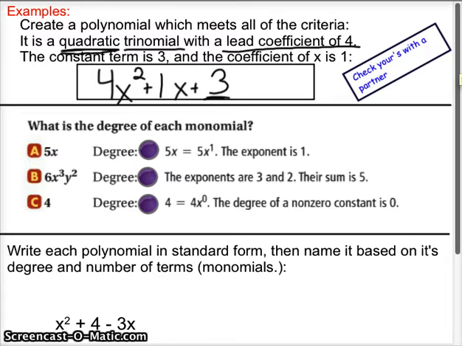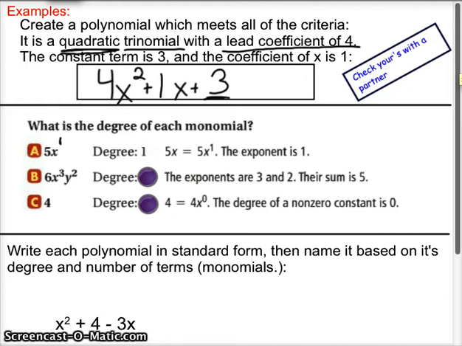Now, degree can get a little bit more interesting, all right? For the most part of this chapter, what we're going to be talking about is single variable polynomials. Now, when you get into more variables, the degree gets a little bit more interesting, okay? So, what is the degree of each of these monomials? So for A, 5x, we've already talked about that. That x has an exponent of 1 sitting there, so its degree is just 1.